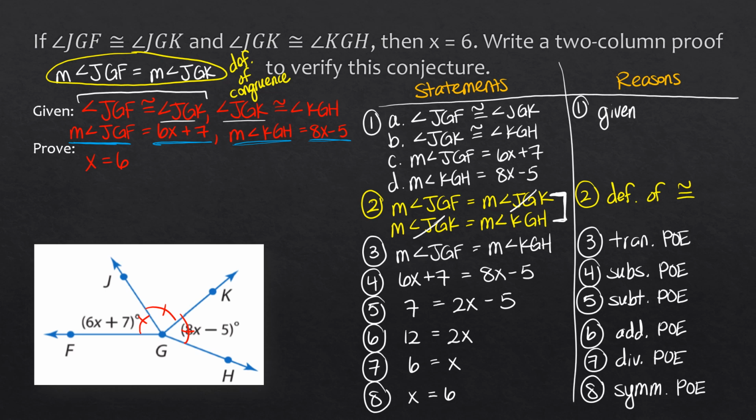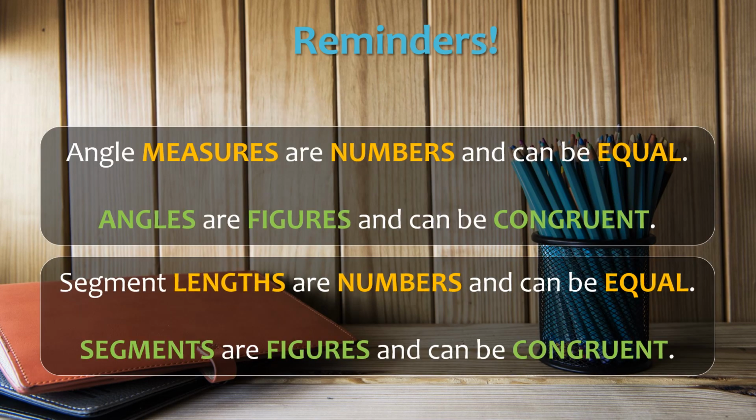Okay. Ooh, that's our more complicated proof there. A whole 8 lines. Oh my goodness. Okay. We're going to end on this note. Reminders. Angle measures are numbers. Numbers can be equal to each other. However, the angles themselves are figures. They are geometric objects also. And geometric objects or figures, they can only be congruent. Angles cannot be equal to other angles, but their measures can.